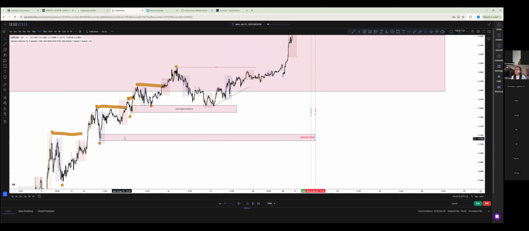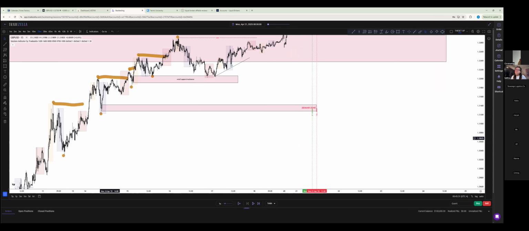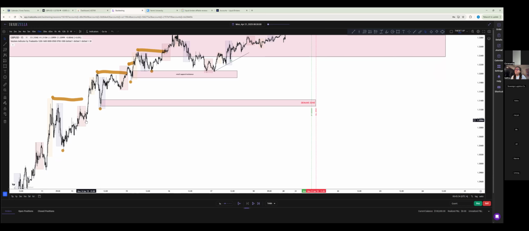We also see that there's an unmitigated zone here, plus somewhat of a gap imbalance above it. Good, that's good to know. Underneath it, we don't see anything else. No unmitigated zone. This one got mitigated. This one got mitigated here. This got mitigated. This got mitigated.